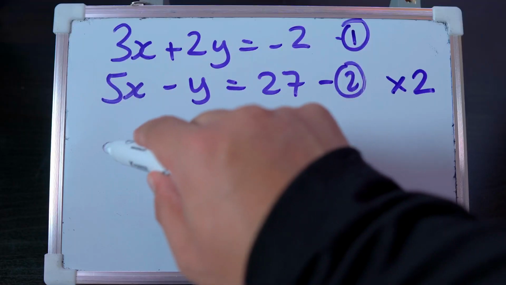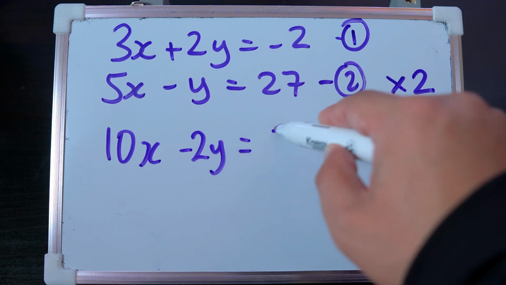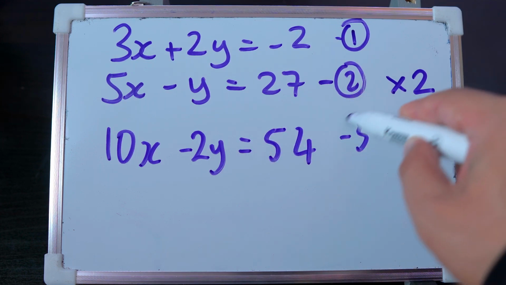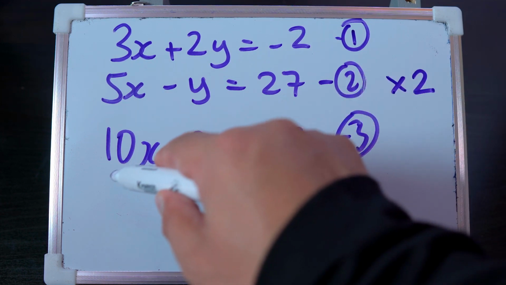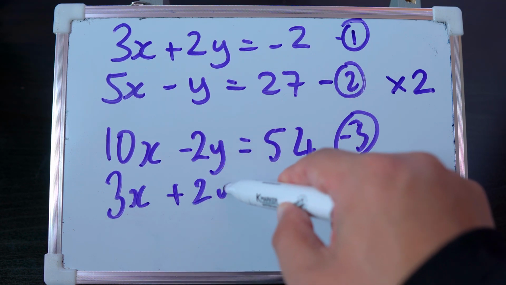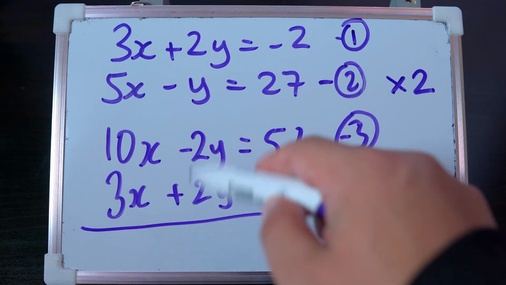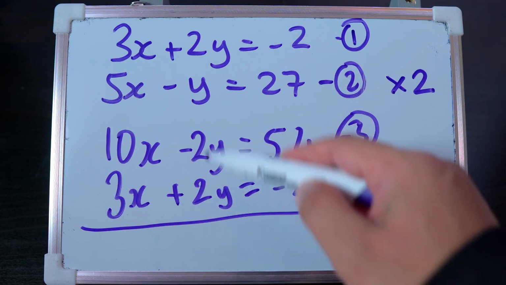Yes, Dad, you're going to multiply the whole thing by 2. I get it. So I've got 10x minus 2y is equal to 54. Let's just call that equation 3 for now, yeah? So if I write down equation 1 here, 3x plus 2y was equal to minus 2. If I add these two equations together, then I can eliminate my y's, correct? Yeah, I got that, Dad.